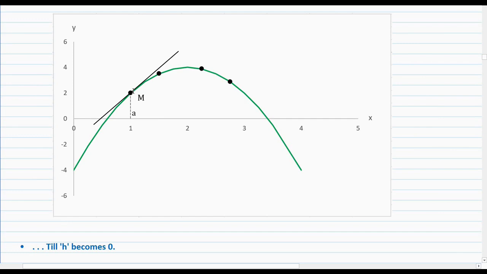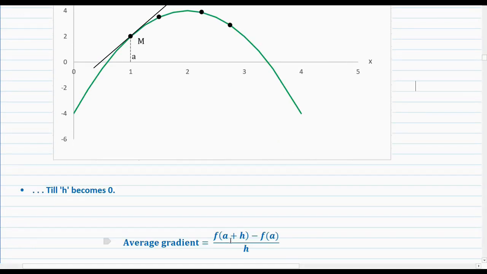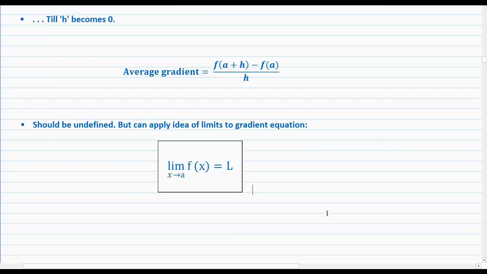You could calculate the gradient using the equation we derived a little earlier, which was f of a plus h minus f of a over h is the average gradient. But since h would be equal to 0, this should be undefined. But we can apply the idea of limits to the gradient equation, which allows you to have a value at a point for which a function isn't defined. If you take the function as this average gradient formula, you can determine the gradient at the point using the following equation.